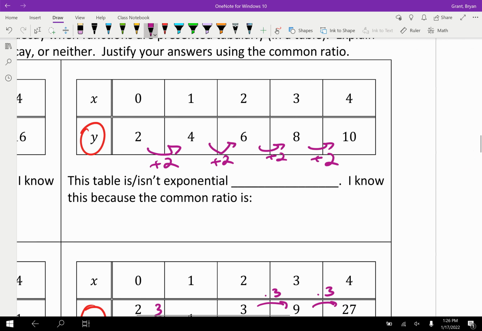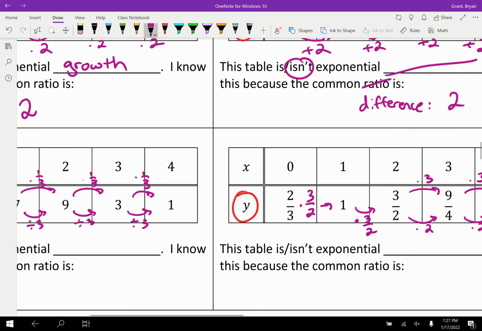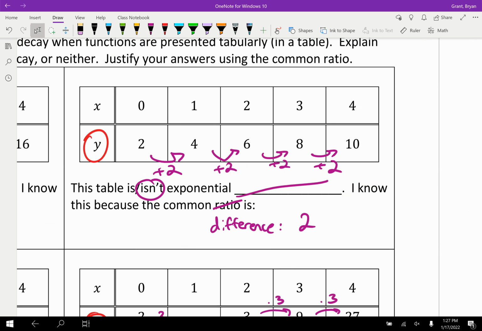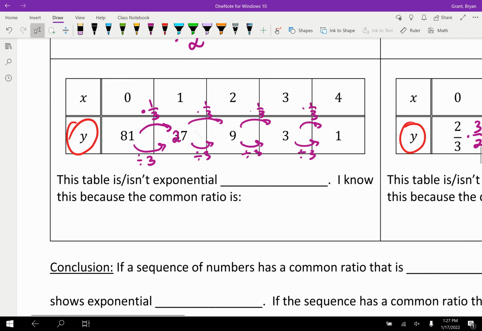Second table, notice here we're adding every time. And in fact, because we're not multiplying or dividing, this table isn't exponential. I'm just going to cross that off. And we know that because there's no common ratio. Instead, there is a common difference. And the common difference is positive 2. This is an example of a linear function, right? We did those last semester.